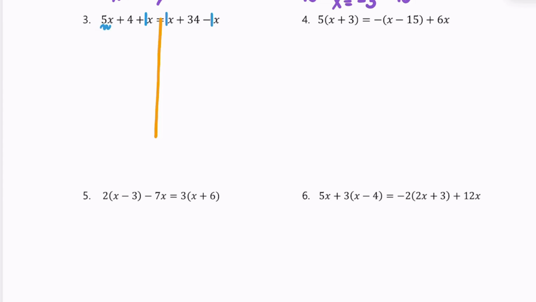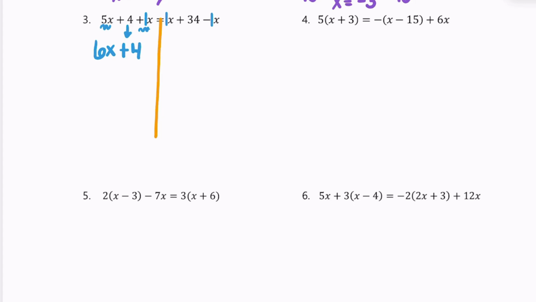And I can say, okay, 5x plus 1x, it is on the same side. Those are the two things I'm combining on the same side of the line, so I keep the operations as is. 5x plus 1x is 6x. Then I will bring down my plus 4.